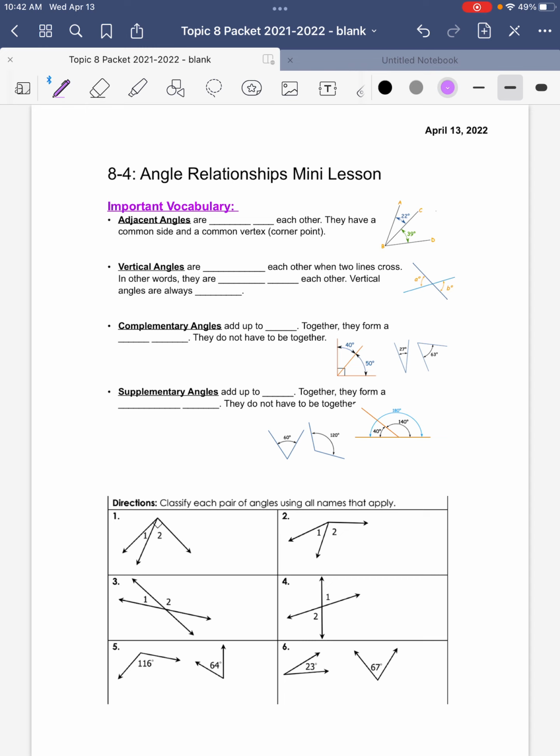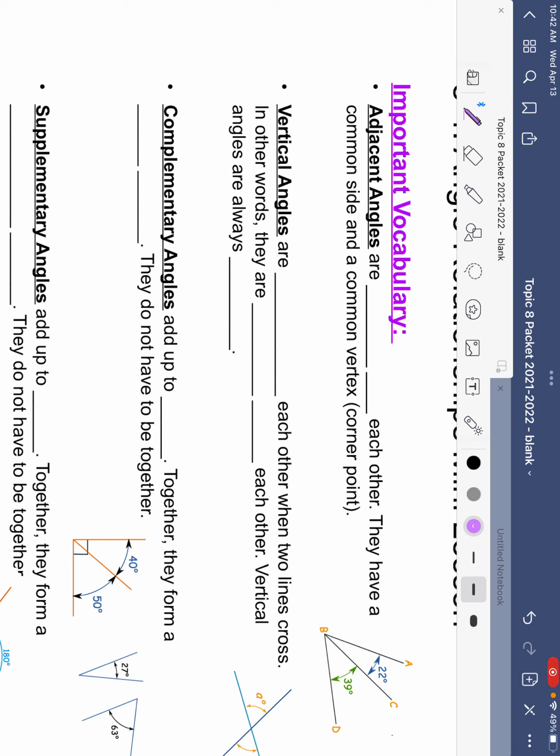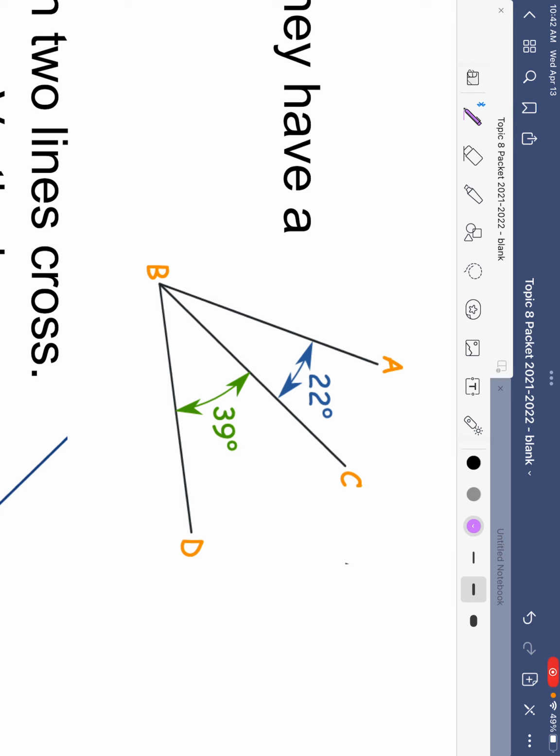So let's start right here with adjacent angles. Adjacent angles are next to each other. They have a common side and a common vertex. And a vertex is just the corner point. So I've got this image right here. We know that this angle that measures 22 degrees is adjacent, it's next to this angle here that measures 39 degrees. Okay, so those are adjacent angles.